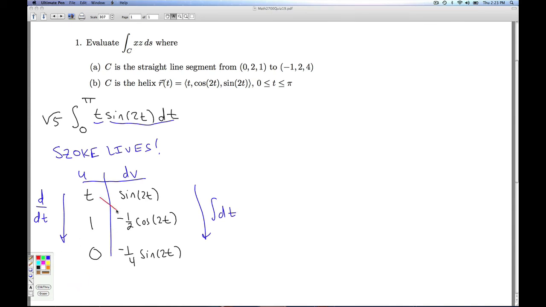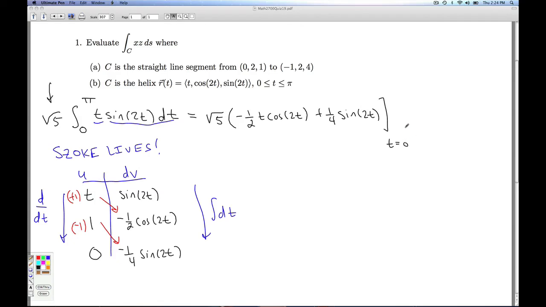Now we go through and match them up. We go diagonally down. We're going to multiply this by a +1, multiply this by a -1, and add up the terms. And let's see what we get. Well, we can't forget that square root 5. I get t times this times a +1, so negative 1/2 t cosine 2t, plus negative 1 times negative 1/4, that's positive 1/4 sine of 2t. This is being evaluated from t equals 0 to t equals pi.